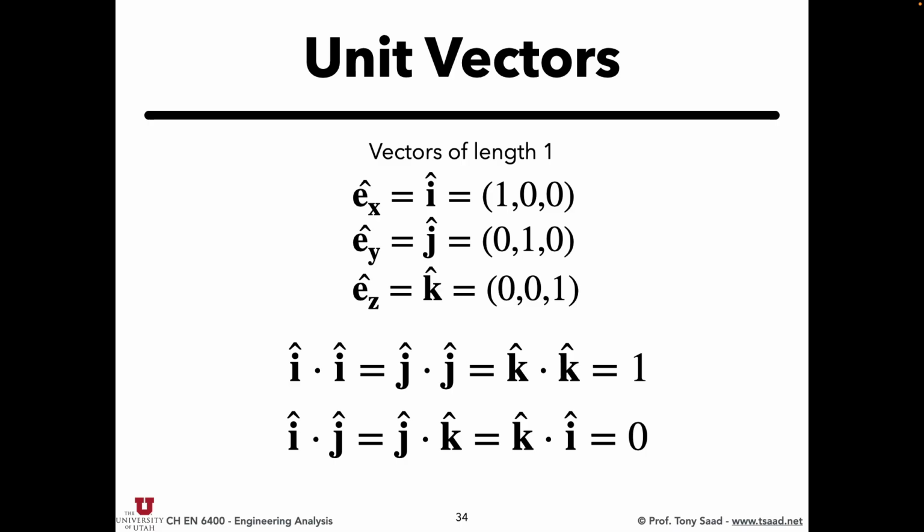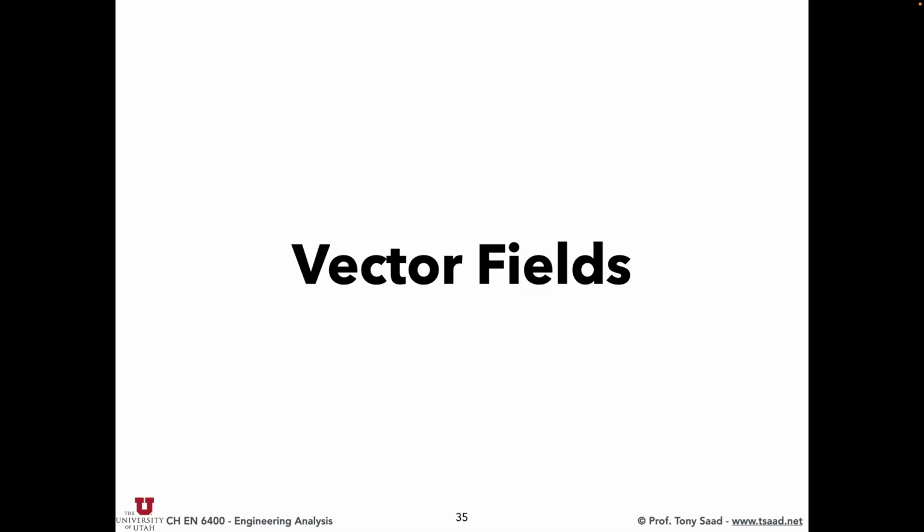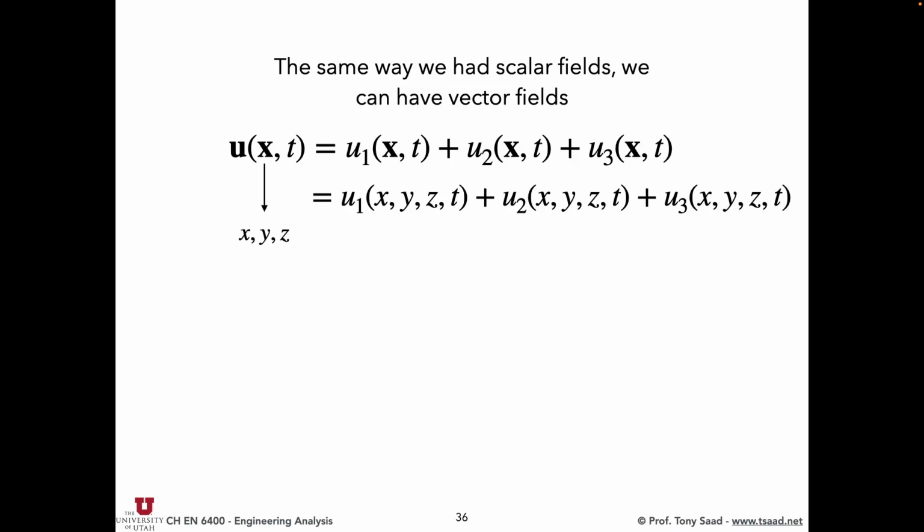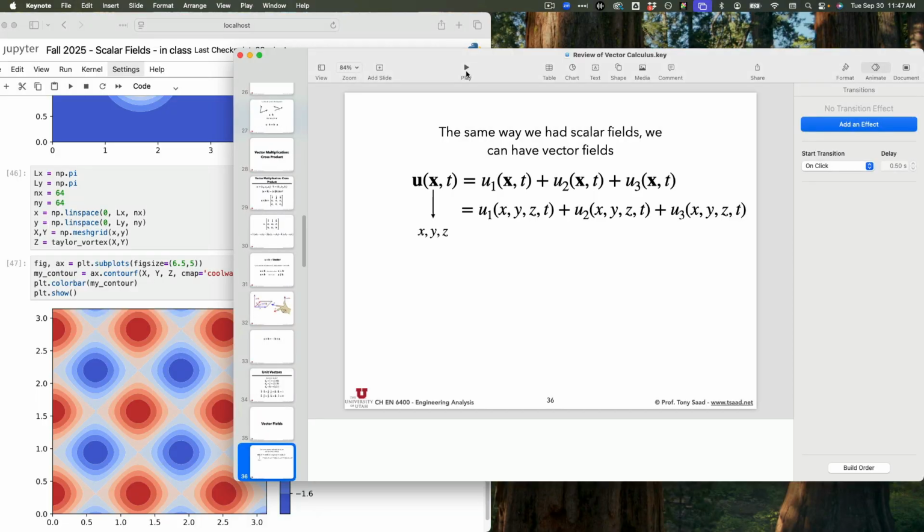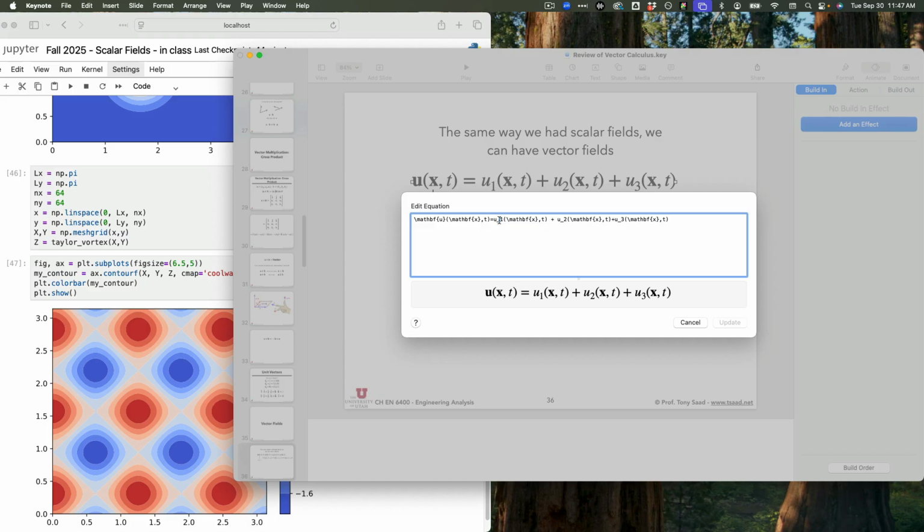Okay, so the same way we defined scalar fields, we can define vector fields. Now this is where it gets more complicated. If you take this vector, I forgot the unit vectors here. My apologies. Let me fix that right now.